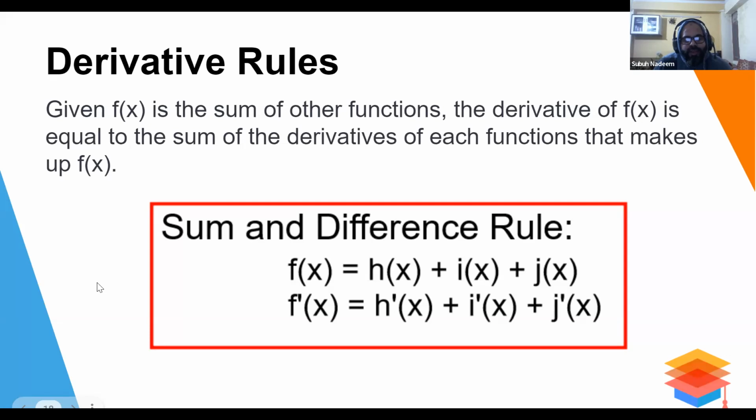Derivative rules. Given f(x) is the sum of other functions, the derivative of f(x) is equal to the sum of the derivatives of each function that makes up f(x). It is clearly written here. If you add functions and then you want to differentiate, you can separately differentiate them and add them. Even if you are subtracting, the same rule applies, either plus sign or minus sign. So let us come to the next slide.